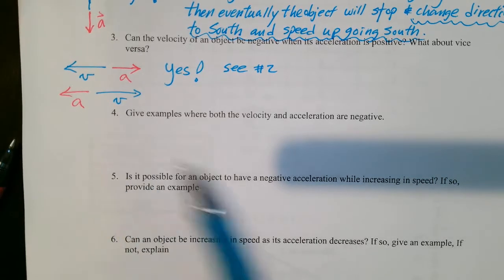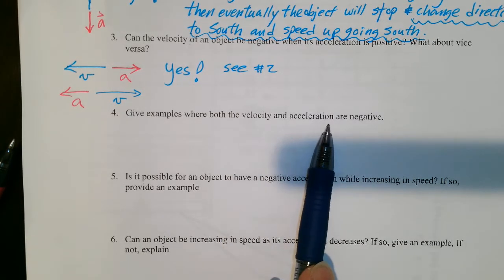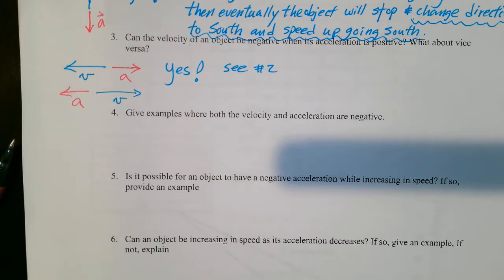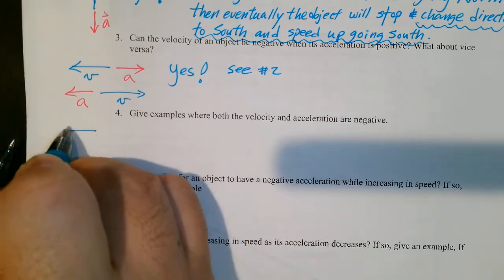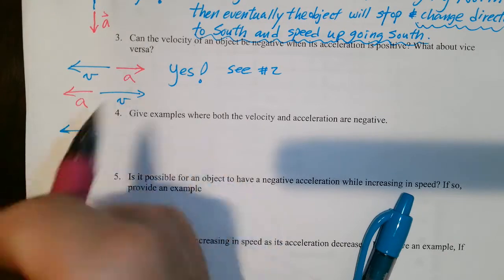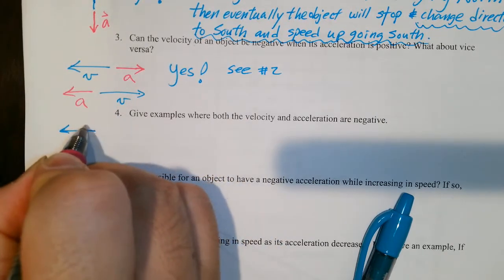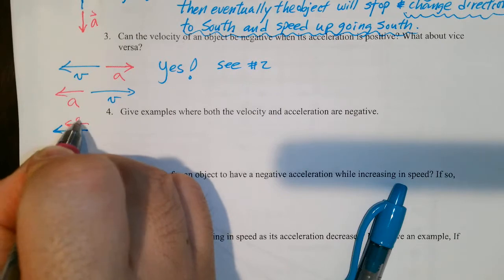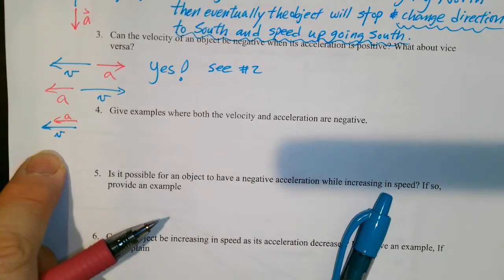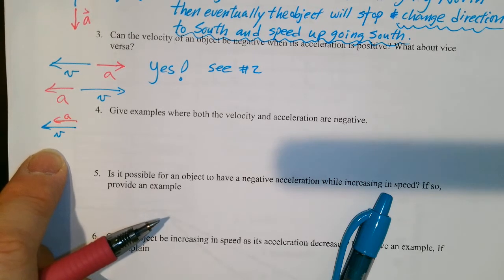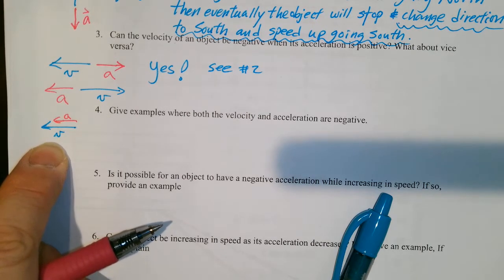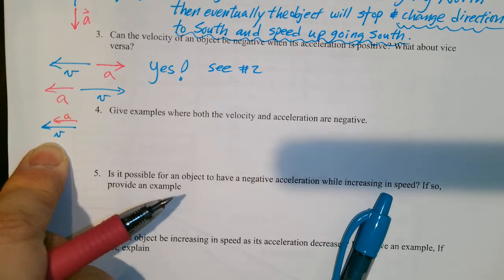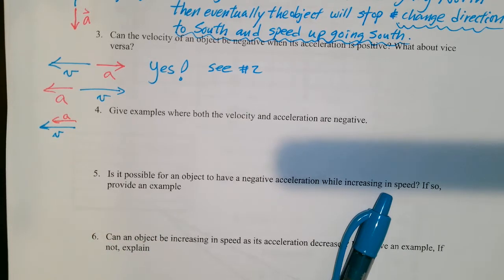So let's take a look at the next problem. Give an example where both velocity and acceleration are negative. So if we were to look at that, we could say the velocity is negative this way and acceleration is negative this way. This can happen when you're backing out of the driveway. You put it in reverse, you release the brakes, you pop the clutch, and you speed up backwards in your driveway, backing out.